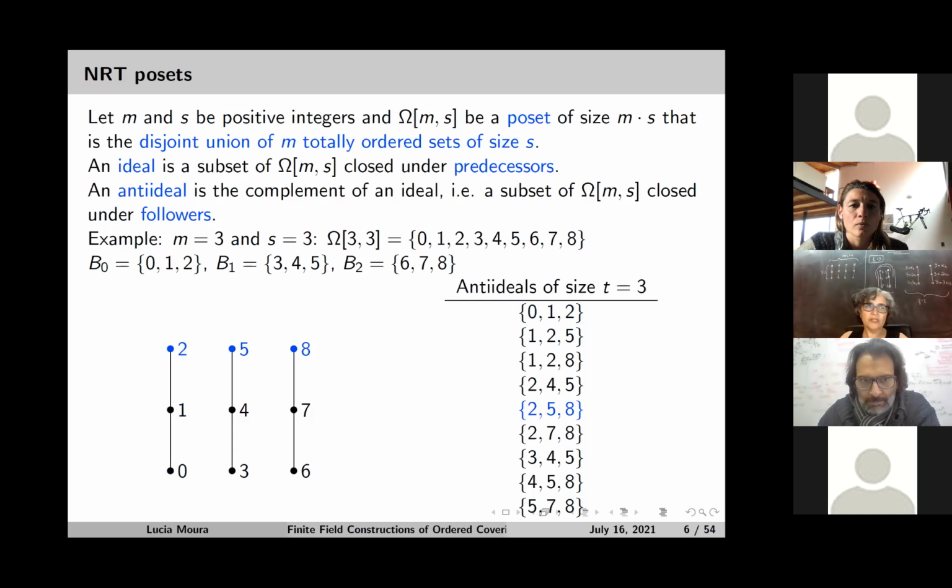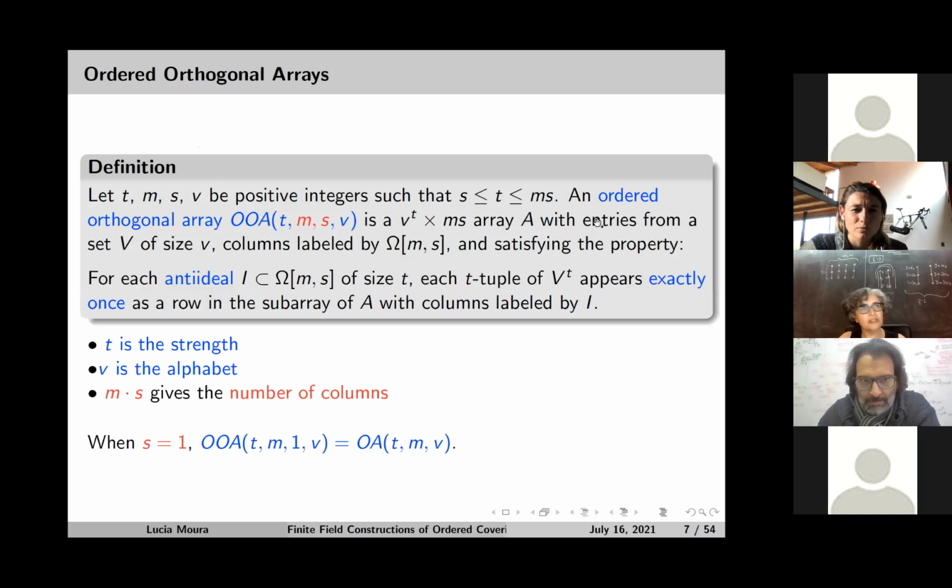And my ordered orthogonal array will be defined as follows. The columns of the array correspond to the elements of this poset. The locations where I require the coverage of the t-tuples of elements correspond to the anti-ideals of the poset. So instead of requiring that every t-set of columns must have that covered property, it's only going to be the anti-ideals. So this is the definition of it.